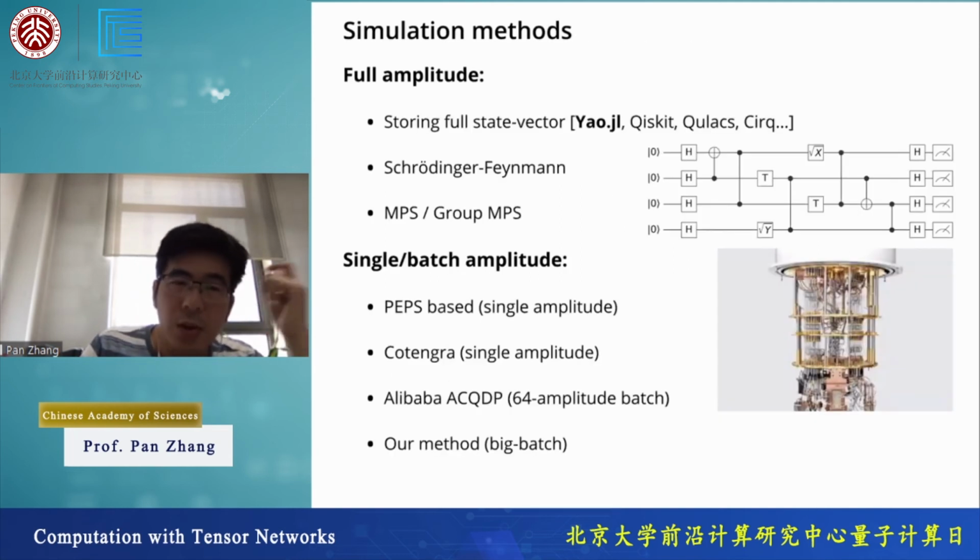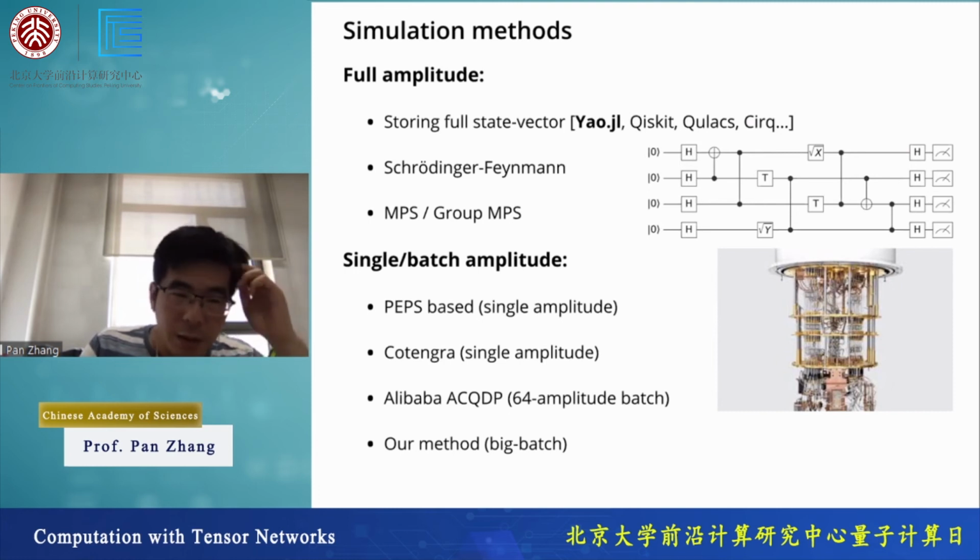The first one is to store the full state vector to track the evolution of the quantum state, and people call it full amplitude. For this method, one needs to pay an exponential space to store this full state vector, so it doesn't work for a very large number of qubits. We can also do some approximation on it, for example the Schrödinger-Feynman algorithm, or use matrix product states to approximately store this state vector.